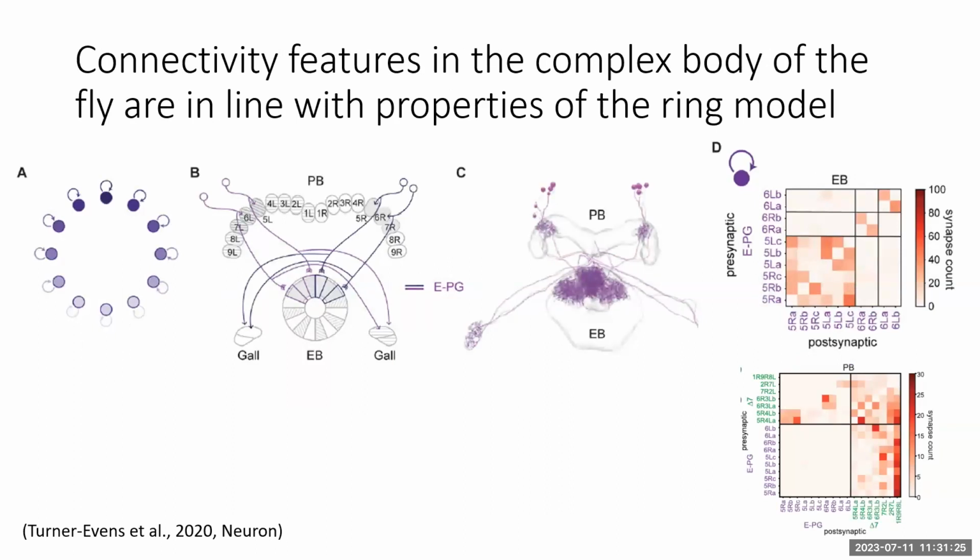And we also have information about connectivity features in the central complex of the fly, and they are in line with properties of the ring model. These are neurons in the ellipsoid body, and we see that they tend to excite each other. So we see excitatory connections between neurons that are close to each other, and we also see the general inhibition, with excitatory neurons activating inhibitory neurons, which inhibit them back. So there seems to be a convergence of evidence that these neurons in the ellipsoid body are representing head direction.